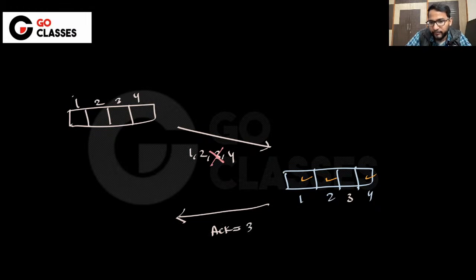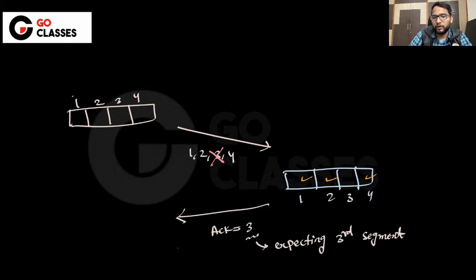I'm just giving you some overall picture. You will say ACK is 3. ACK 3 means that you have received till 2. Now you are expecting the third segment. I mean, it will be some byte number, but I'm not writing the byte number, but I hope you understood, right? Now it will send from the third segment onwards. So basically it will send 3 4 again. Now 4 has already been received, but that is okay, that's not a problem.